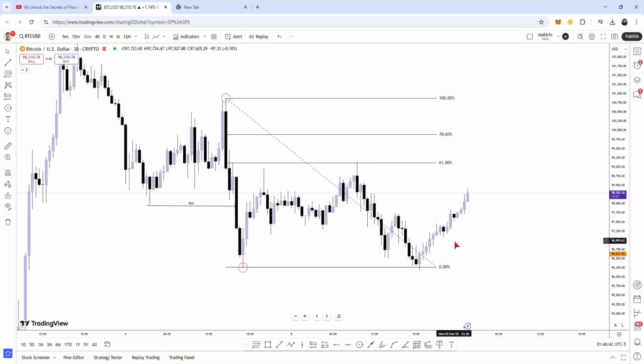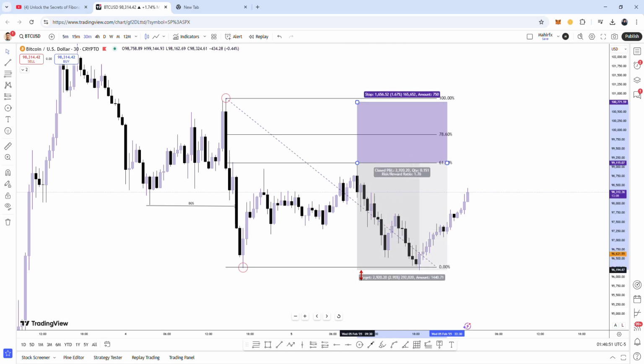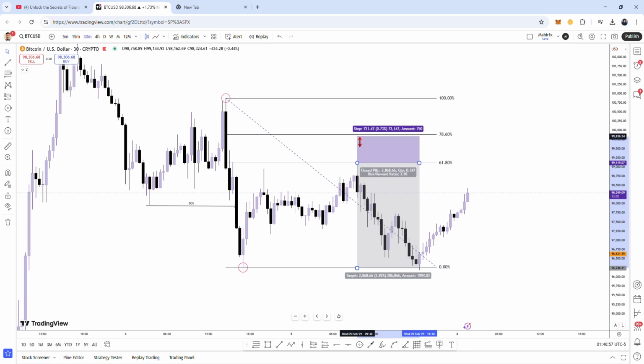We enter a trade and we put our stop loss above the next level, which is 78.6%. So here is how you take the trade, and it is almost a sniper entry here. I will show you another example.